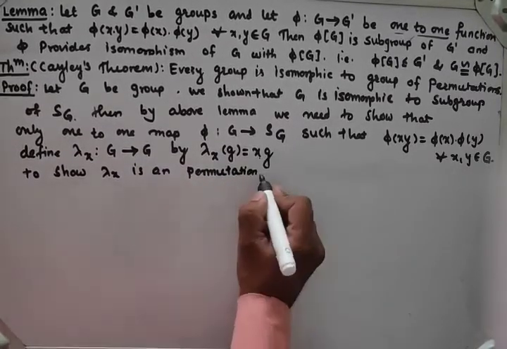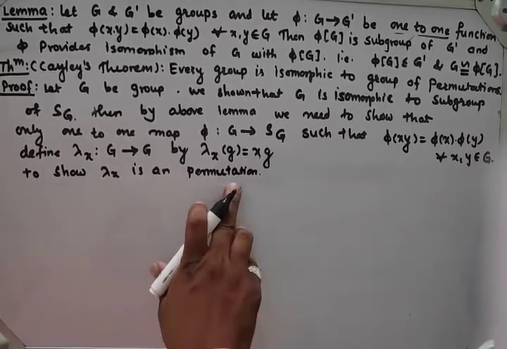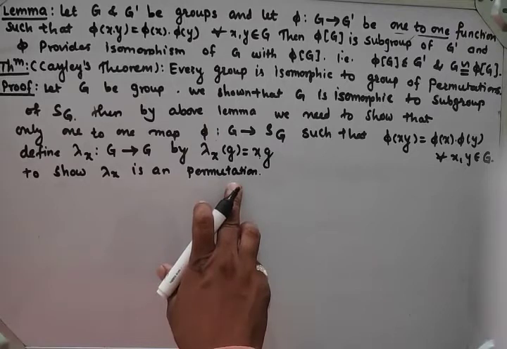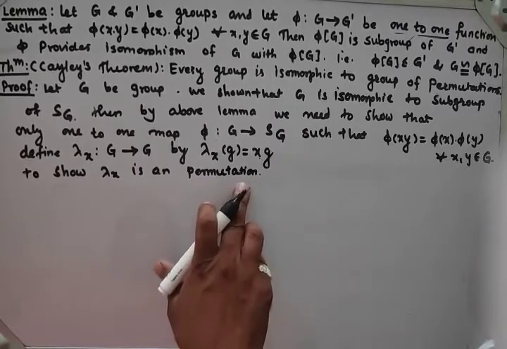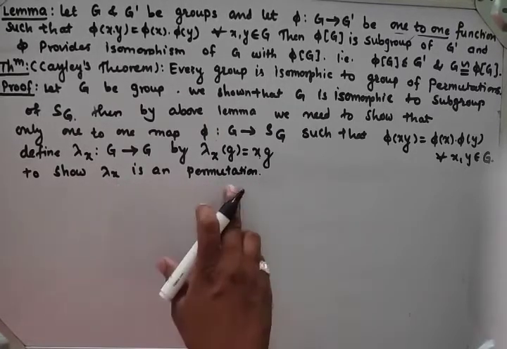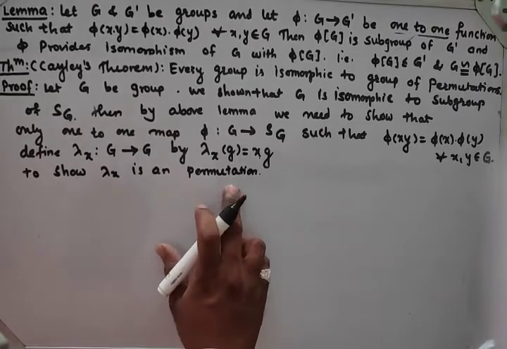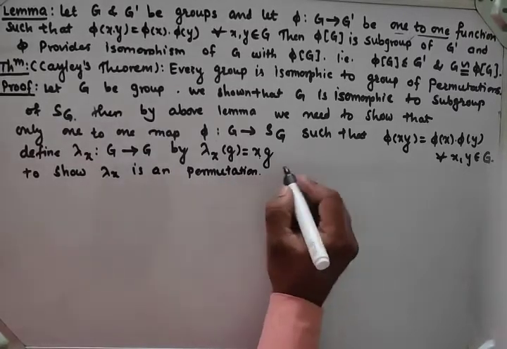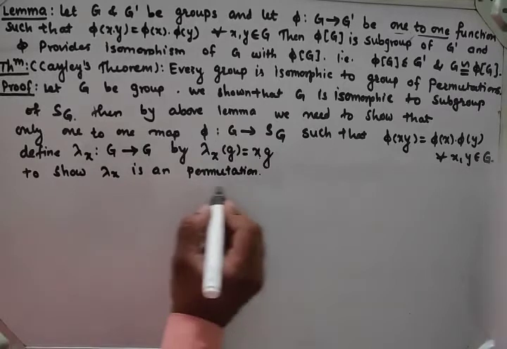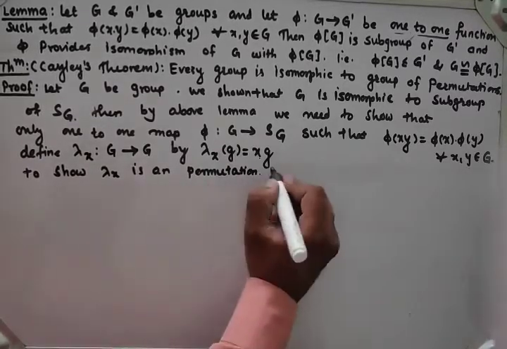So what is the definition of permutation? A function f from A to A is said to be a permutation if it is both one-one and onto. Means we have to show that lambda x is one-one and onto. So here we have to show that lambda x is one-one and onto.